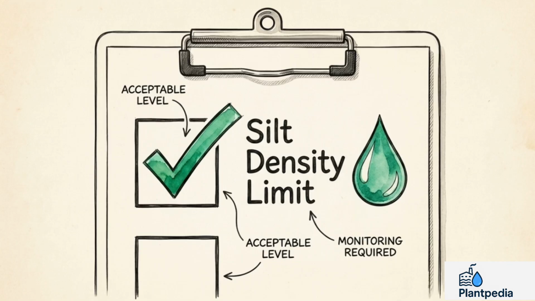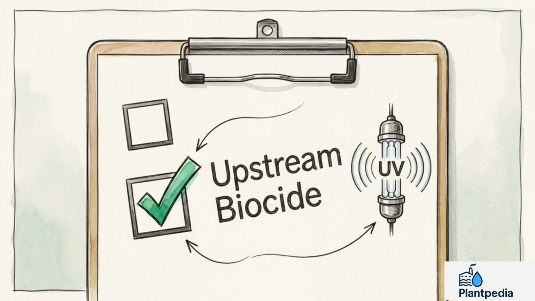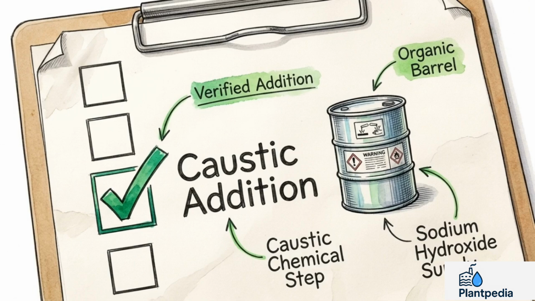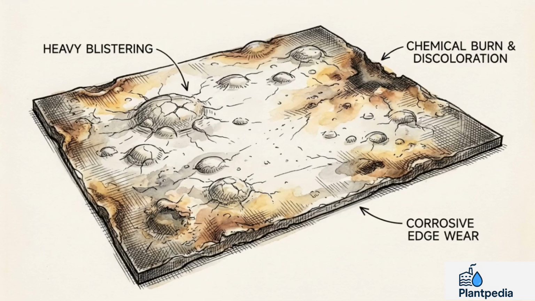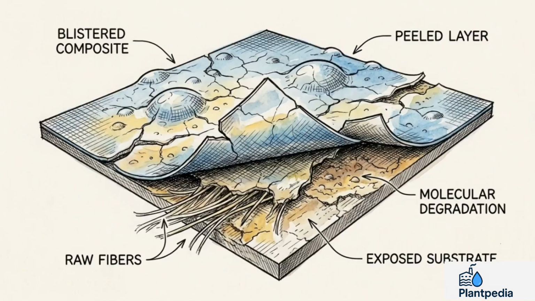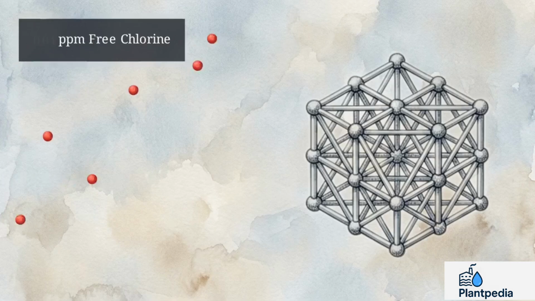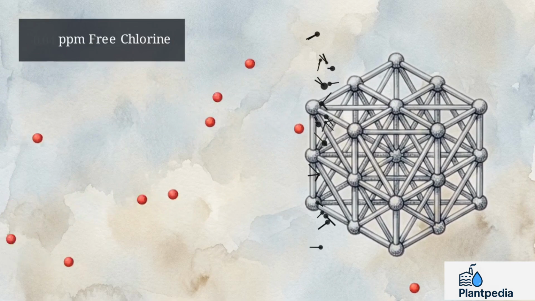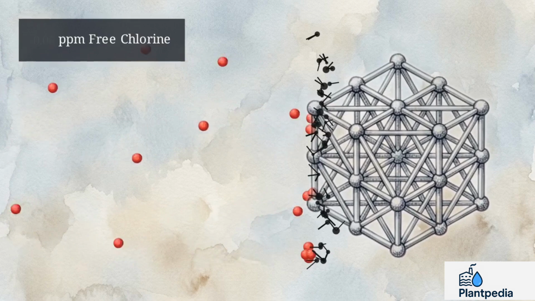Maintain a feed silt density index strictly below 3, implement UV or chloramine biocides upstream, and utilize 0.1% sodium hydroxide during your CIP routine. Skipping to the final chemical threat, cause number 4 is oxidation attack. The thin film composite layer of the membrane is exceptionally vulnerable to chemical oxidants. Watch this dense polymer lattice being rapidly shattered by incoming aggressive chlorine particles.